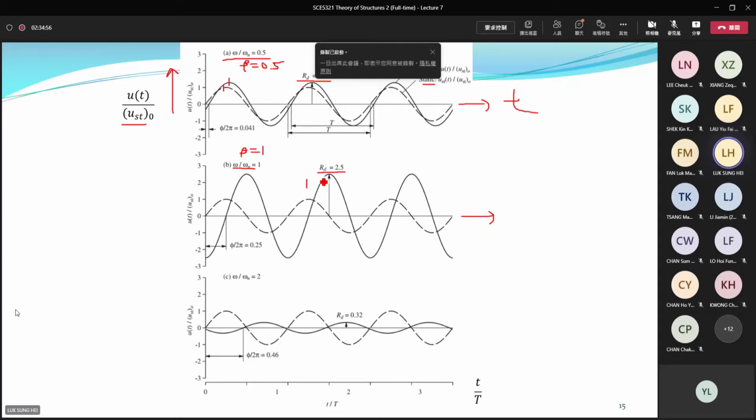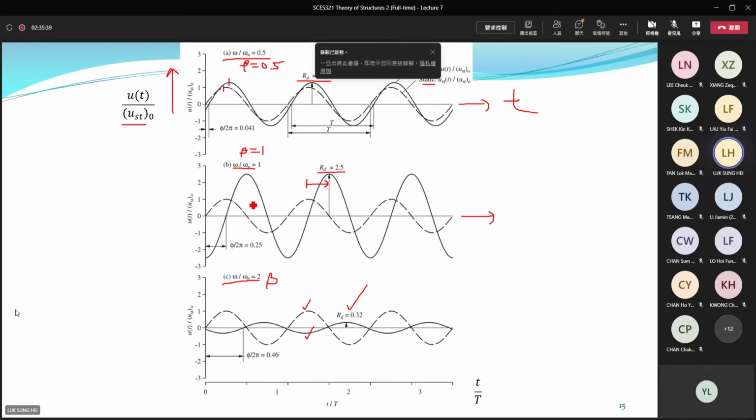And the maximum displacement occurs later than the static values. The last picture, C, is when we have large damping and a large frequency ratio. We see that there is a reduction factor. RD is equal to 0.32. The dynamic response is even smaller than static. And when you have the maximum value in the static part, the dynamic will become negative. That means they are out of phase. We call it out of phase. When the loading is on the right and the displacement on the left, they are out of phase.